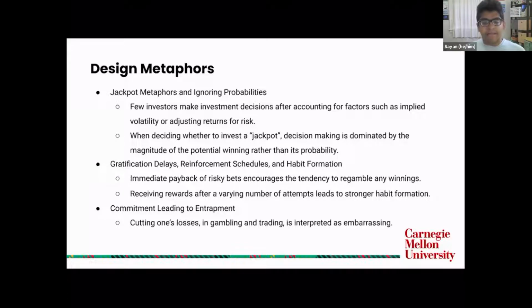And finally, entrapment is the tendency of people to commit to a goal that has not been realized yet and is beyond an economically rational point. In investing, sometimes cutting one's losses, just like in gambling, can be interpreted as embarrassing or giving up on potential returns. To the extent that apps and platforms allow users to share information about their trades, such as on a social feed, this may increase entrapment, in turn, and result in mounting losses.